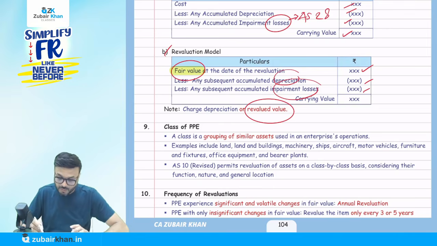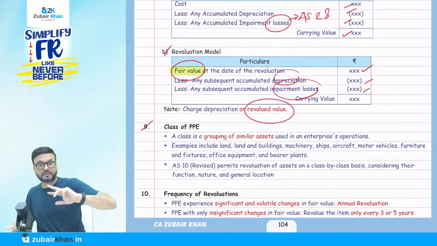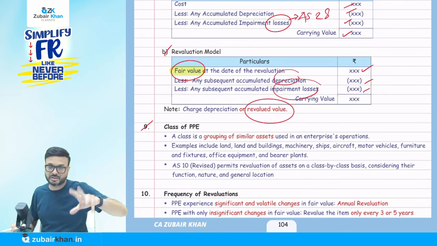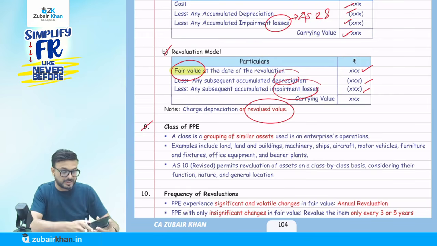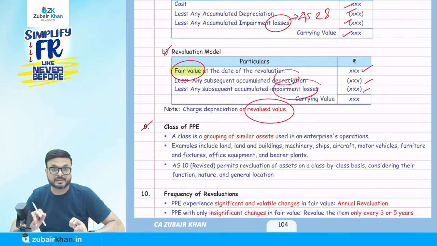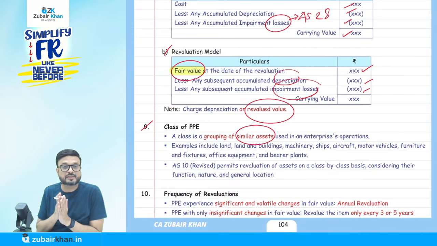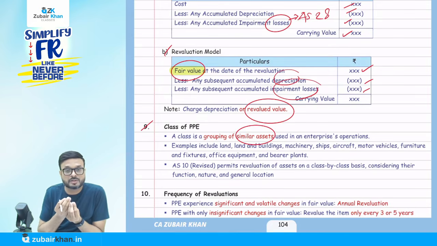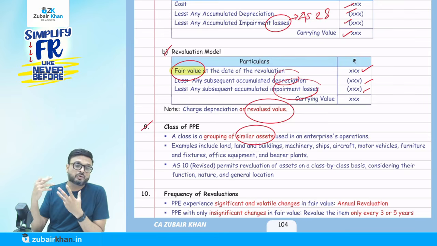Now, the class of PPE. Can I follow a different model for different assets, like the cost model for furniture and the revaluation model for machinery? Is it possible to do that? The answer is yes, we can do that. But it applies to a class, a grouping of similar assets. I cannot say for some furniture the cost model and for other furniture the revaluation model. When you decide on a model for a particular class, we have to follow the same model for that whole class.